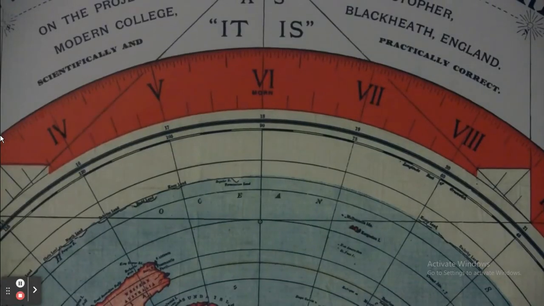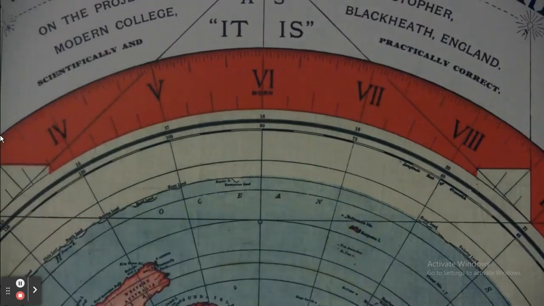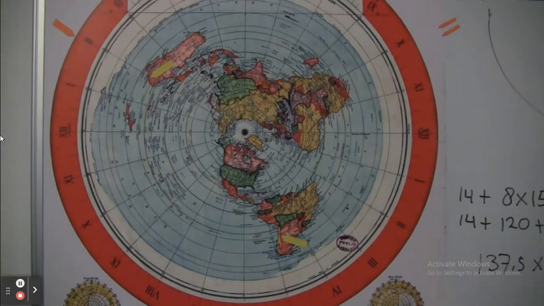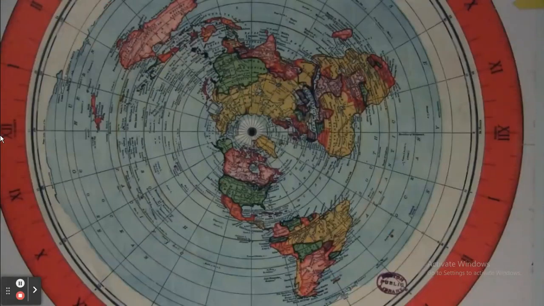Again, the Gleason's map is scientifically and practically correct. I had a wonderful discussion with this person on the internet. His name is Hashmal Don, and he wants to know the distance between Sydney, Australia and Santiago de Chile.